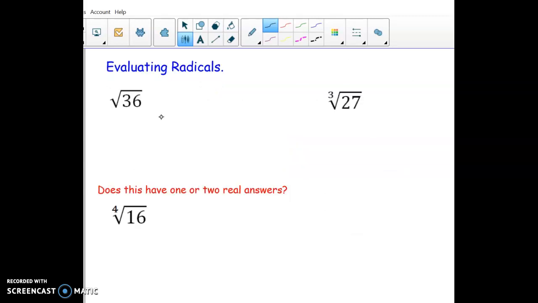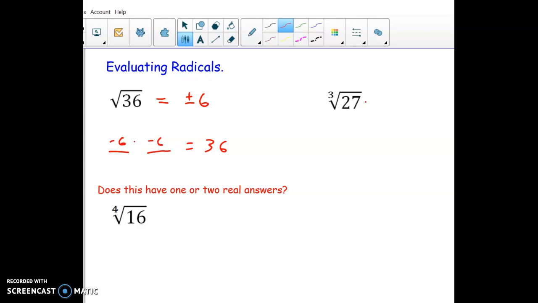Okay, so our first goal is to evaluate them, and you already know how to do it. Like the square root of 36, you can certainly type it on your calculator, or you're basically thinking what number times itself gives us 36. And the answer should actually be both plus and minus 6, because negative 6 times negative 6 is also 36.